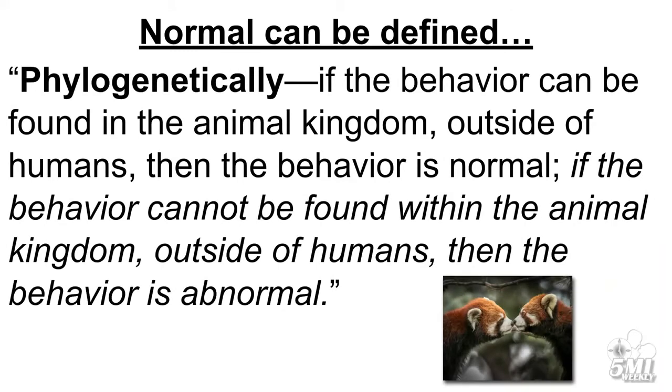Normal can also be defined phylogenetically. If the behavior can be found in the animal kingdom outside of humans, then phylogenetically the behavior is normal. If the behavior cannot be found within the animal kingdom outside of humans, then phylogenetically the behavior is abnormal.